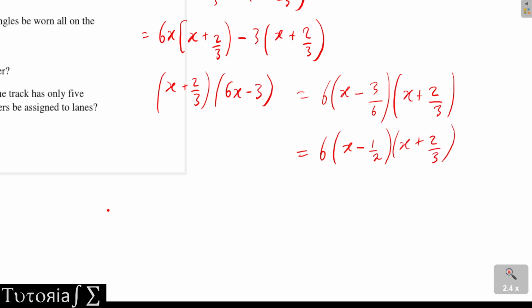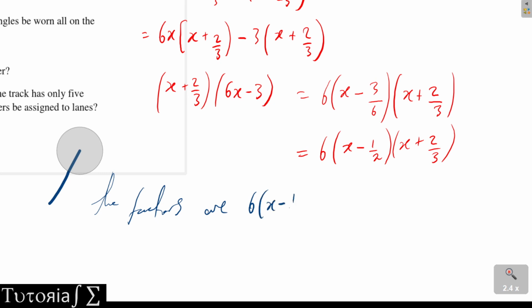So in total, let me just say the factors are 6x minus half, then x plus 2 over 3 and x minus 3. So these are the 3 factors.